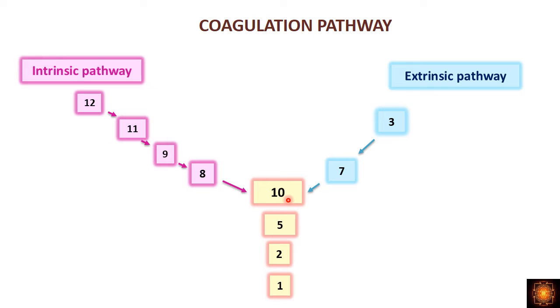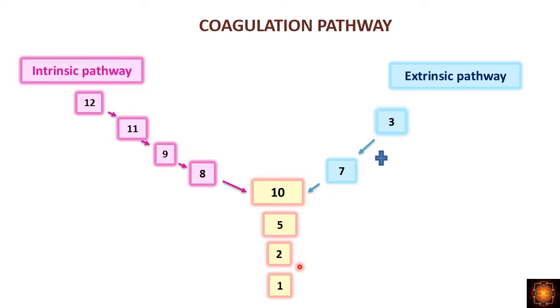Just to remember easily, in the intrinsic pathway, you have the factors in descending order. The only missing factor is factor 10, because this is a common pathway. So you have a descending order of 12, 11, 9 and 8. Whereas in the extrinsic pathway, which starts with the tissue factor, factor 3, we have to add 7 to get 10. So along with the tissue factor, if you have factor 7, you get 10.